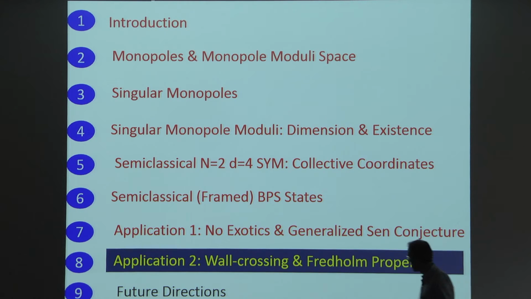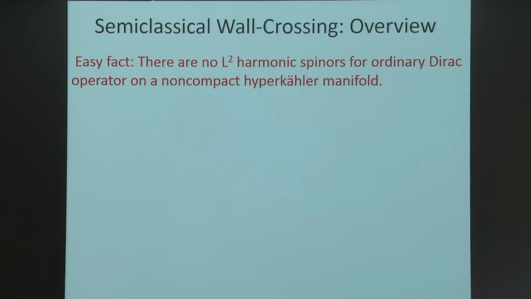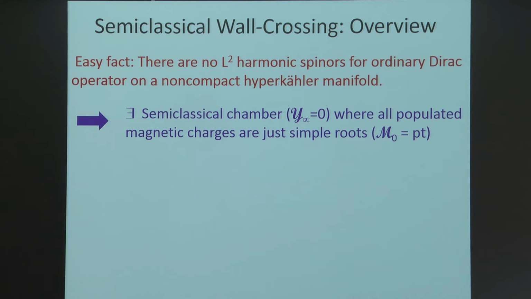Okay, so second application, let's talk a little bit about wall crossing. So again, let me give you the overview and then go into a few details. Now here's an easy fact. There are no L2 harmonic spinors for the ordinary Dirac operator on a non-compact hyperkähler manifold. And that means that if we take that Dirac operator and we put the Higgs vev y, curly y infinity, to 0, then there are no states unless the relative moduli space is just a point. Otherwise, it's non-compact and there are no states.